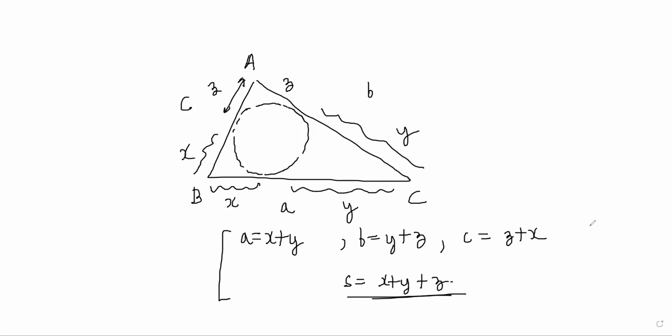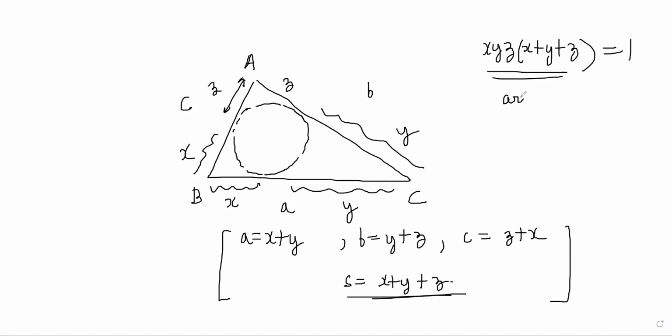In this problem, the problem was very easily solved when we did this substitution, because we could spot that the expression in the problem, which was xyz times x plus y plus z equal to 1, looks so much like the area of the triangle, right? Sometimes in problems, you might have to do the inverse substitution.